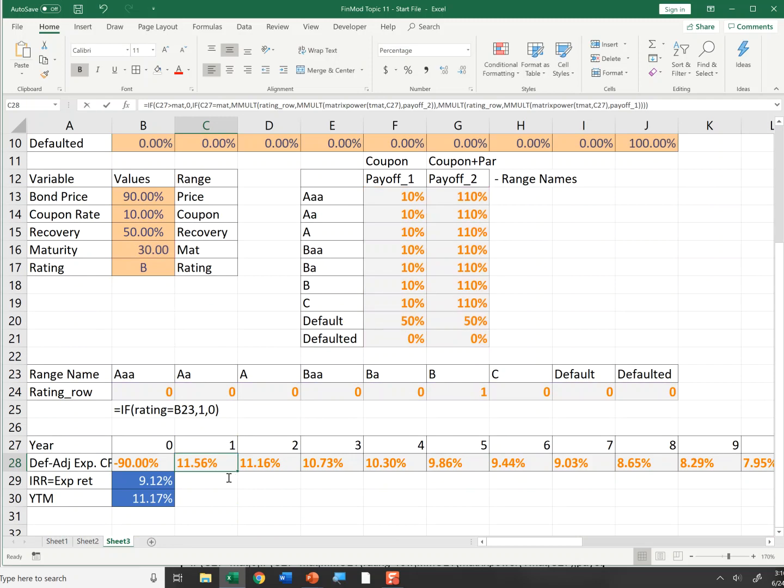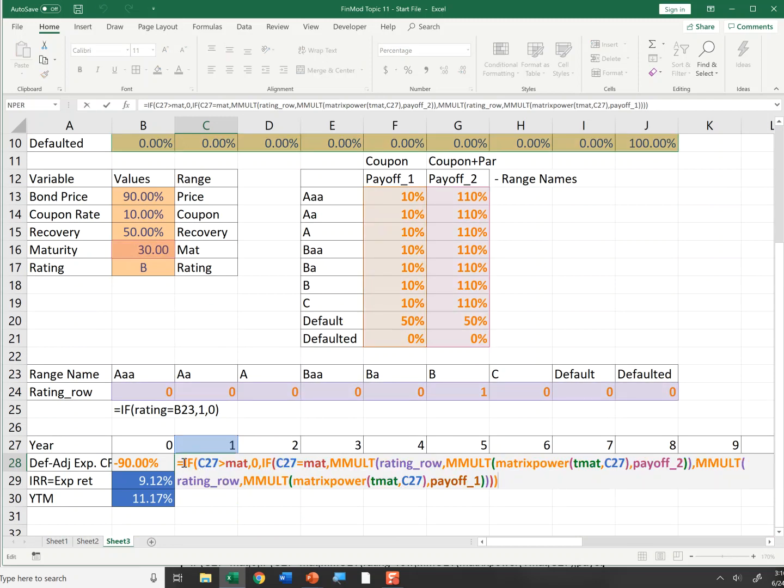So let's walk through this nasty little formula. If C27, now what is C27? It's the current period.